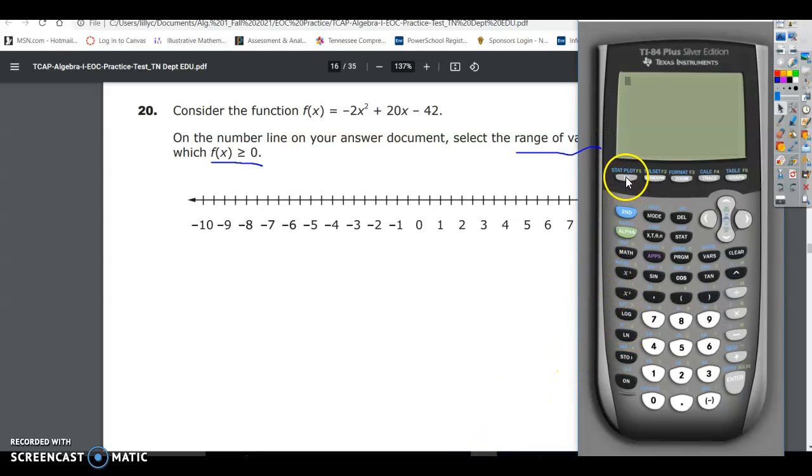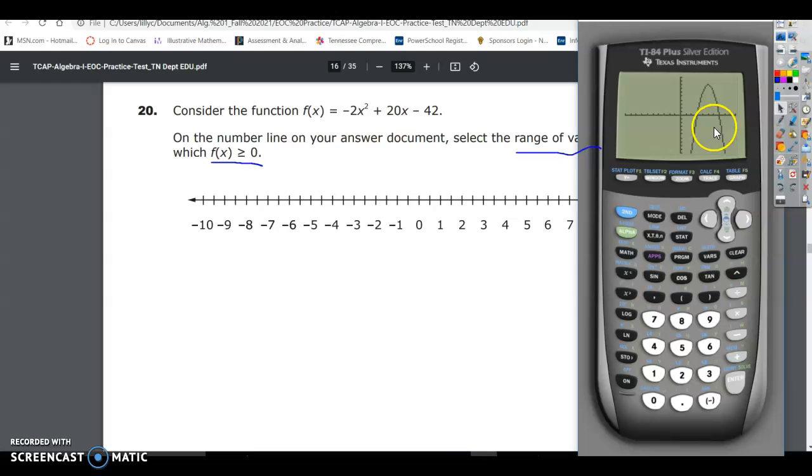So I'm going to go to y equals, and I'm going to graph negative 2x squared. And then I'm going to drop it down and do plus 20x. And then minus 42. And I'm going to hit graph. I just want to see what that looks like.